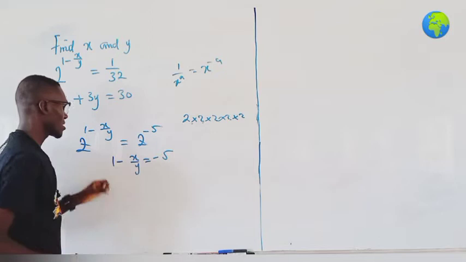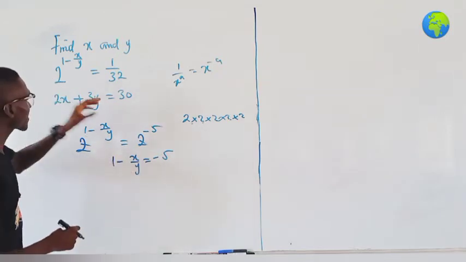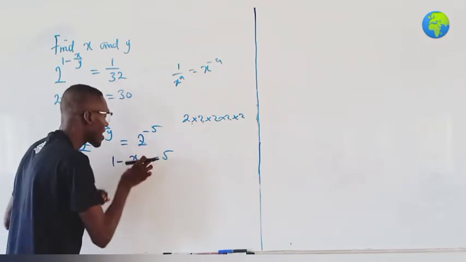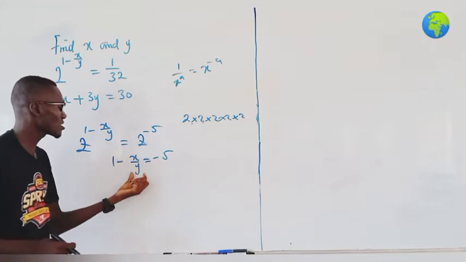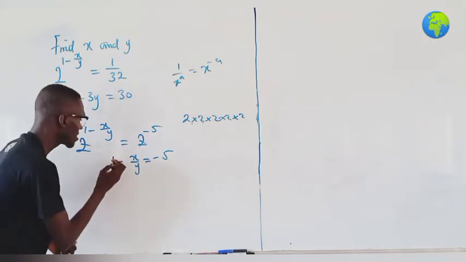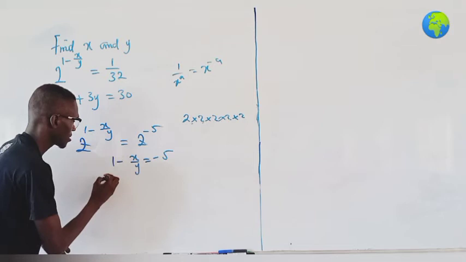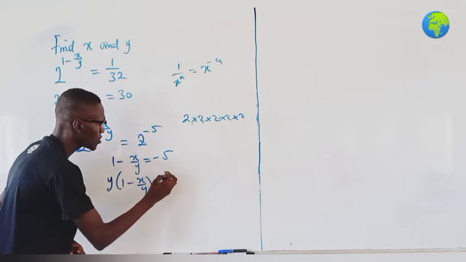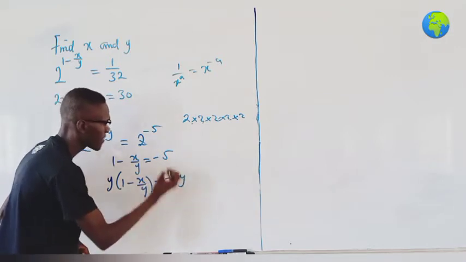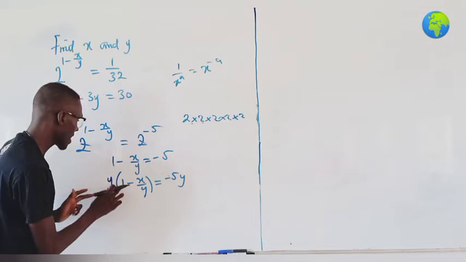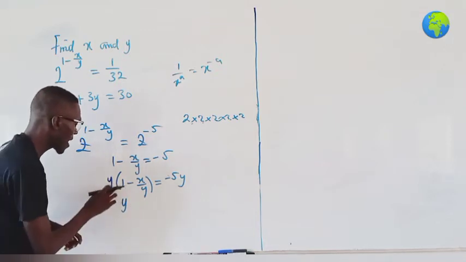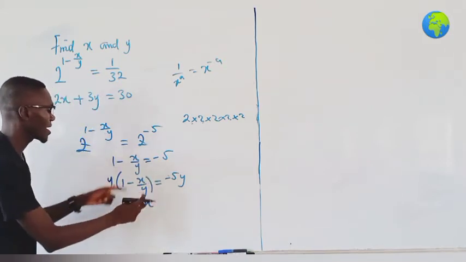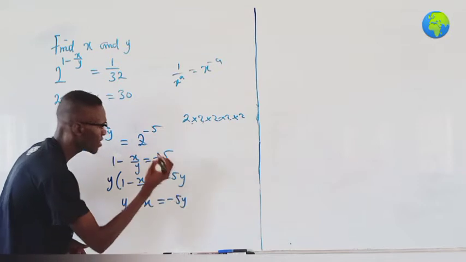So how do we handle this? We have a fraction. We need x and y, but we have x over y. So how do we resolve this? Multiply the whole thing by y such that the y here can cancel out, right? So I will say y open bracket 1 minus x over y is equal to minus 5y, right? Because y times 1 is y, and y times minus x over y is going to be minus x because y cancels y. So this is equal to minus 5y, right?